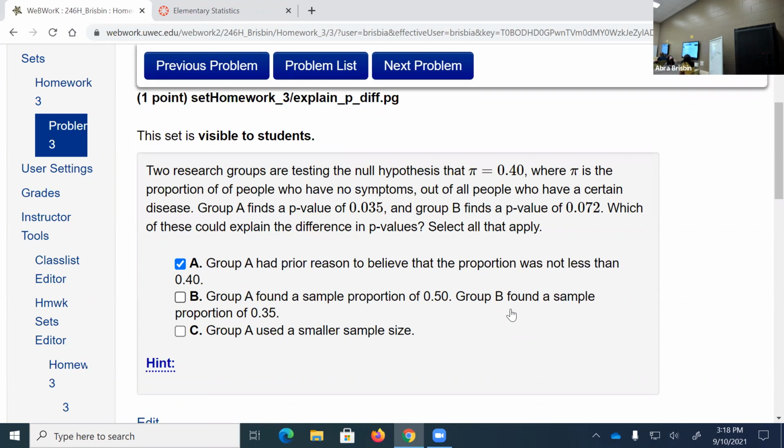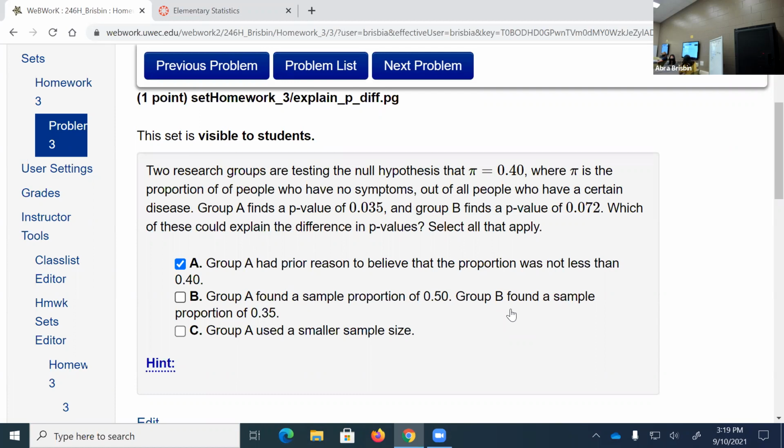Group A found a sample proportion of 0.5, and group B found a sample proportion of 0.35. And let's go ahead and assume that both of these groups now are using a two-sided alternative hypothesis.